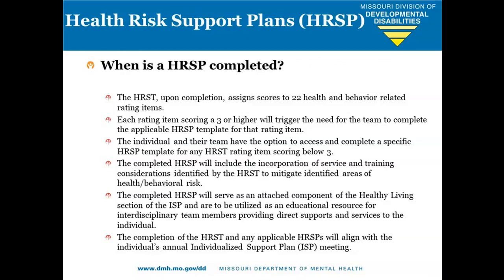The completed health risk support plan will include the incorporation of service and training considerations identified by the HRST to mitigate identified areas of health and behavioral risk. The completed health risk support plans will serve as an attached component of the healthy living section of the ISP and are to be used as an educational resource or a training for team members providing direct support and services to that individual. The completion of the HRST and any applicable HRSPs will align with the individual's annual Individualized Support Plan meeting.